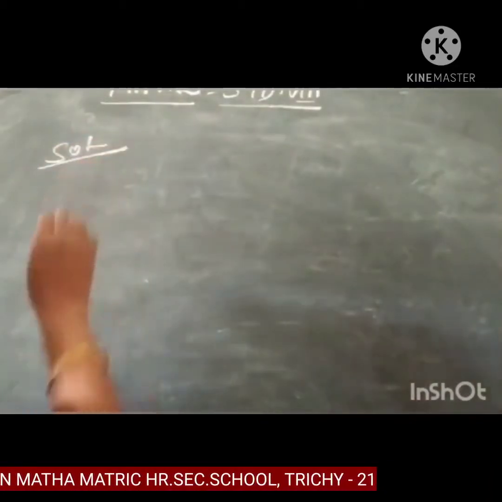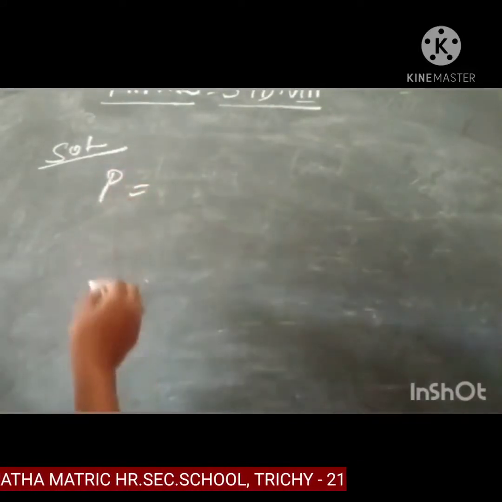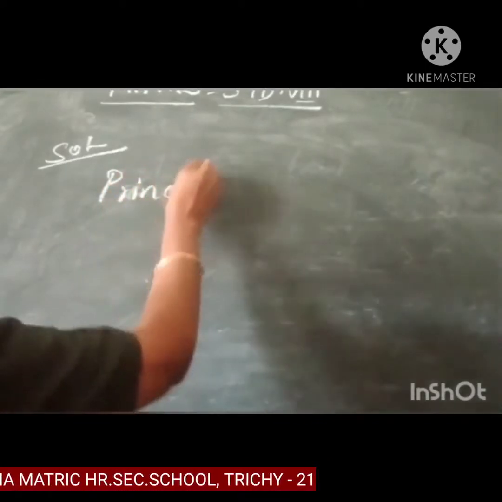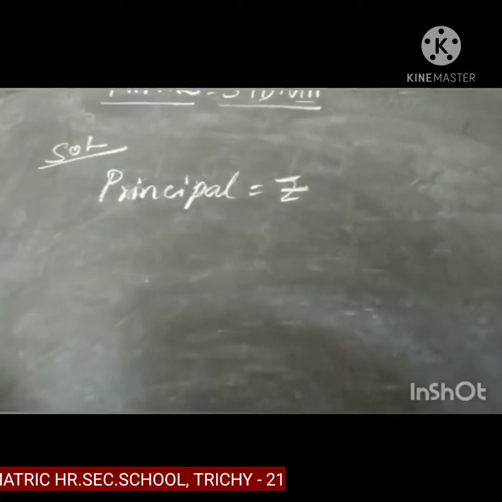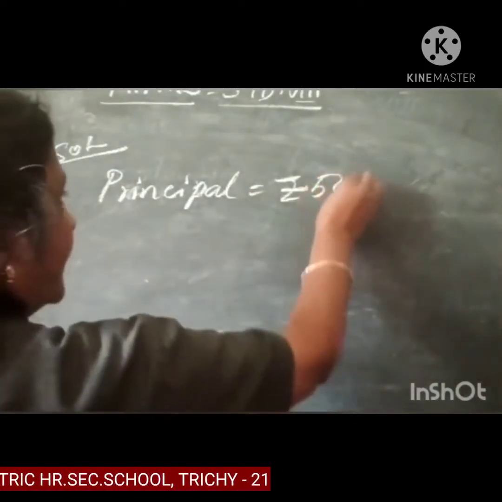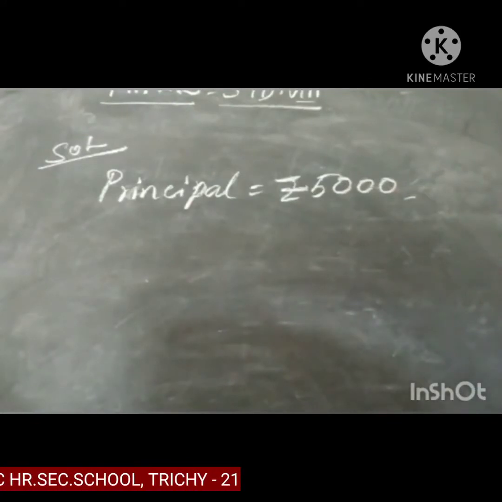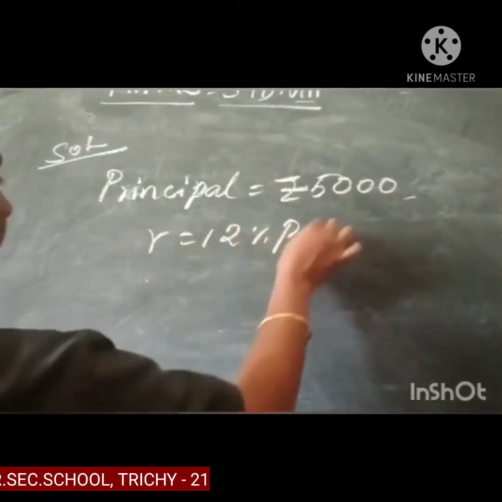First, what is given in the sum? The principal value, P, equal to rupees 5,000, as given in the sum. Then the rate of interest, R, is given as 12 percent per annum.